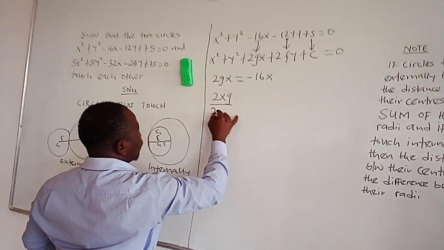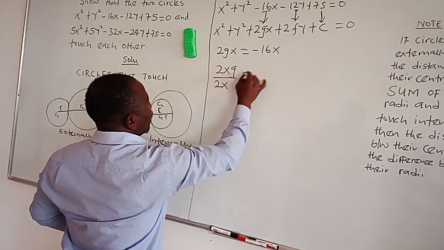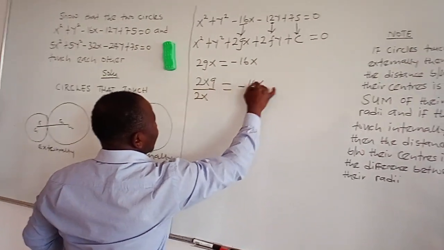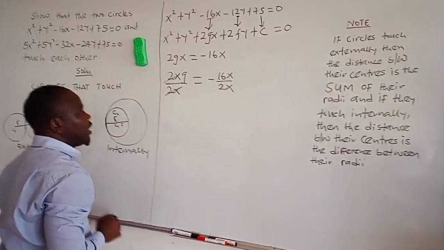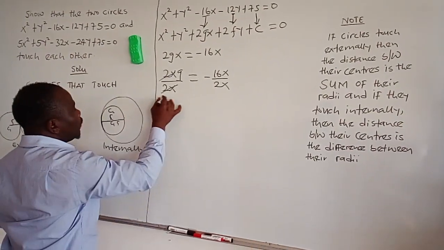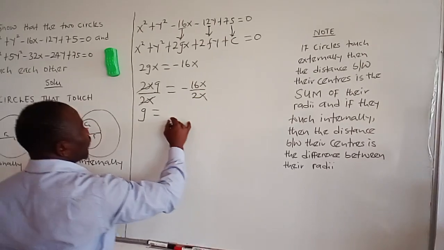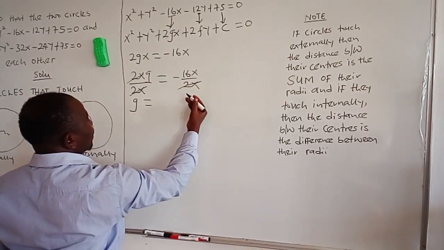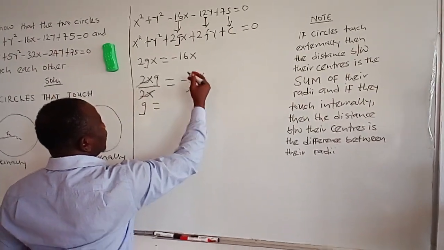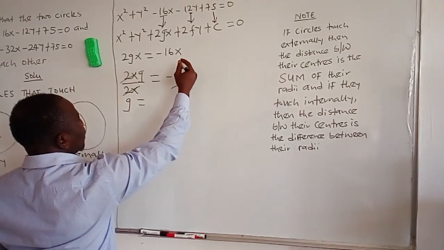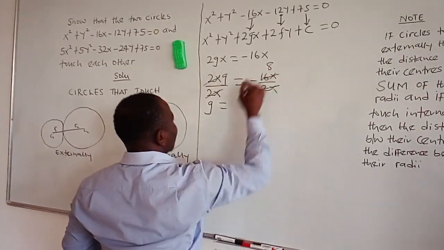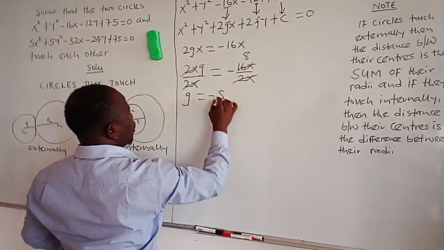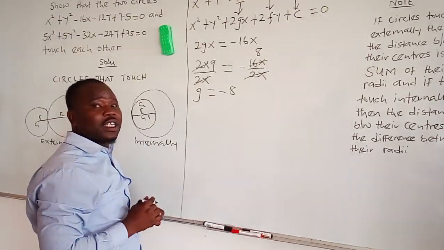2xg all over 2x equals minus 16x all over 2x. This and this will cancel. We'll have g equals 2x to itself, 1. Then to this, we are going to have 8. True or false? Minus 8. Our g is equal to minus 8.